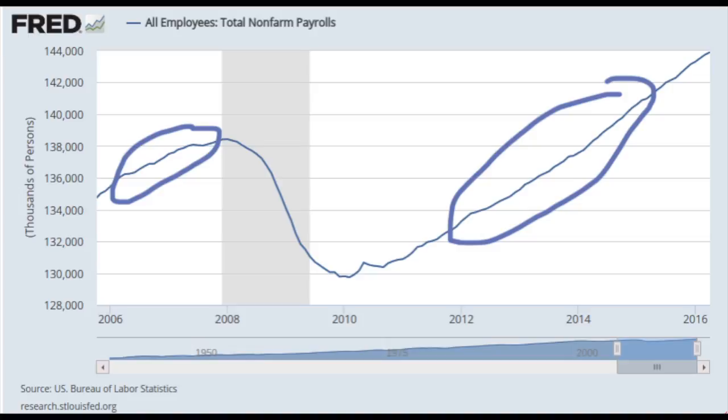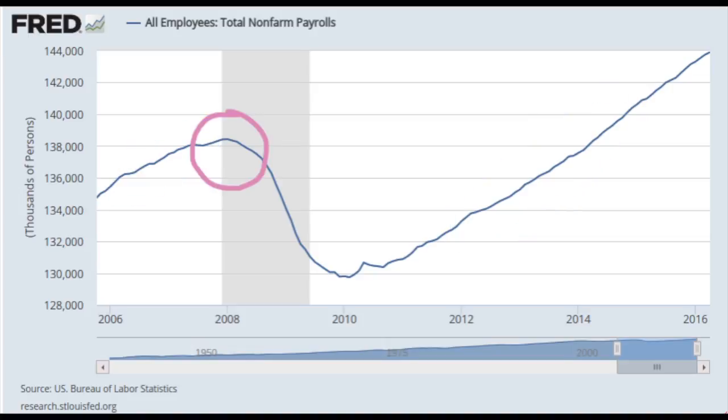This expansion phase is when the economy is rising, but in this case, it is when the number of people on non-farm payroll is increasing. The peak is the highest value in the business cycle, and that value is in 2008, since the number of people on the payroll is still increasing.